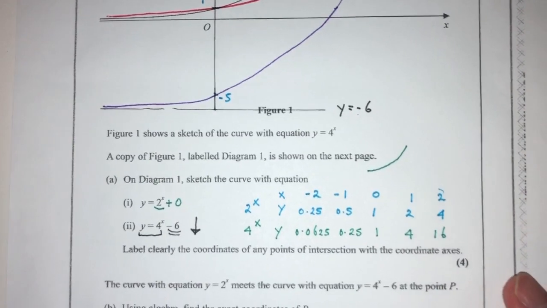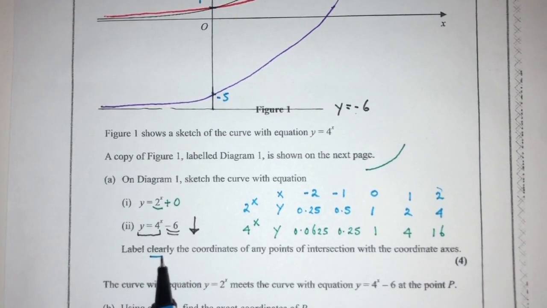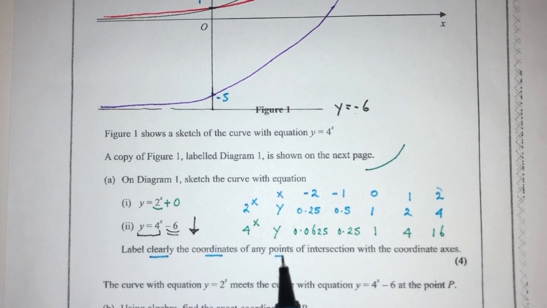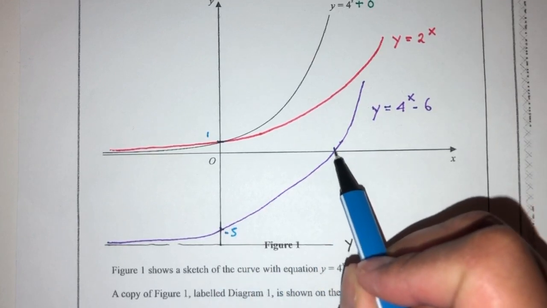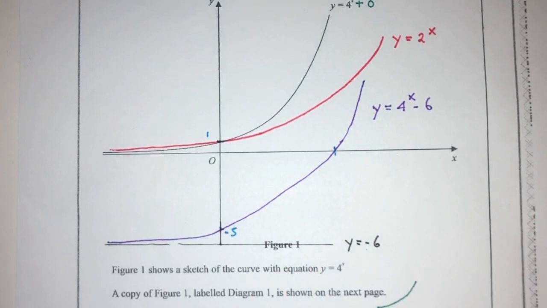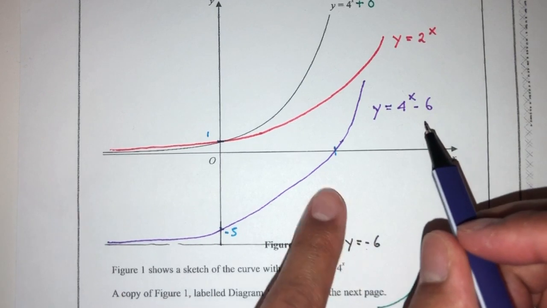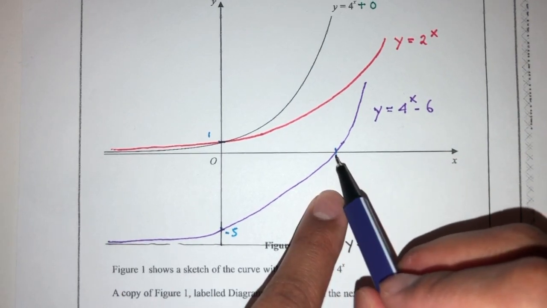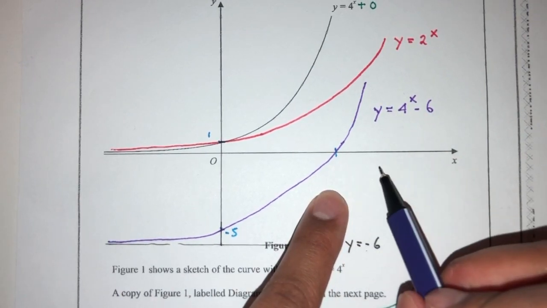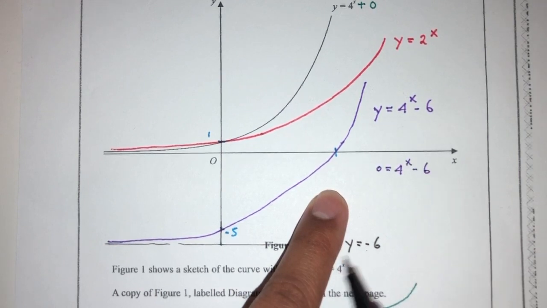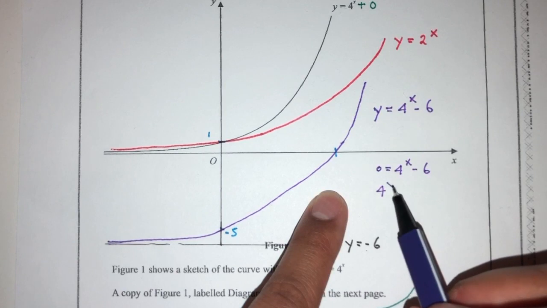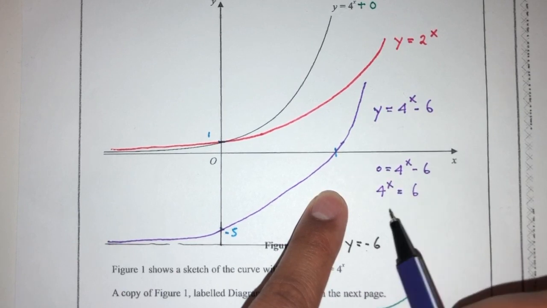Now following up, as you can see, we have to label clearly the coordinates of any points of intersection with the axis. As you can see here, we have 1, minus 5, and what is this point? Let's find out. This point is on the x-axis, and as you know, on the x-axis the value of y is 0. So 4 power x will be equal to 6.